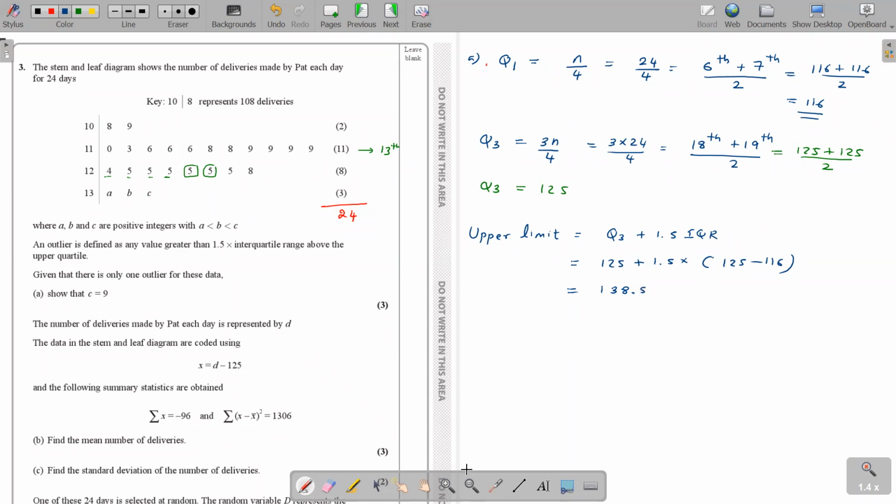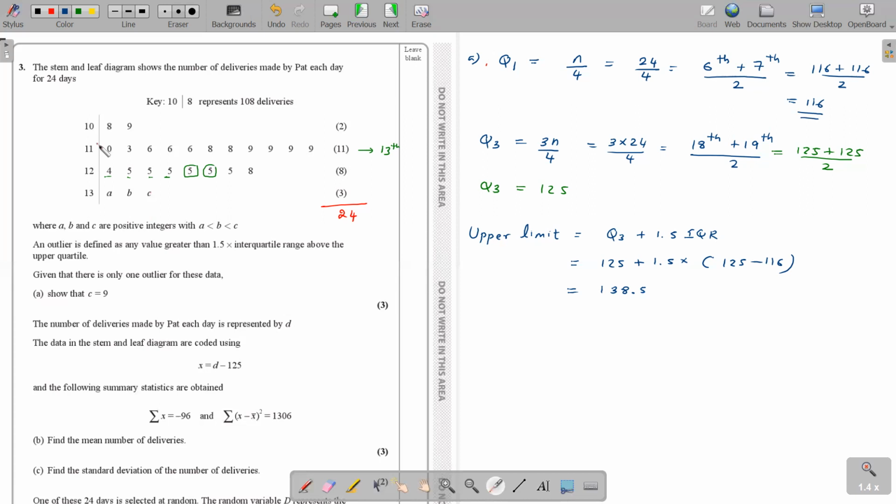138.5. Okay. So now they are saying that there is only one outlier, and very clearly the outlier is at the top end, not at the bottom end. We are looking at the upper limit here. If there's only one outlier, who should that outlier be? Can it be this A? No, it has to be this C here, because C is the biggest value.